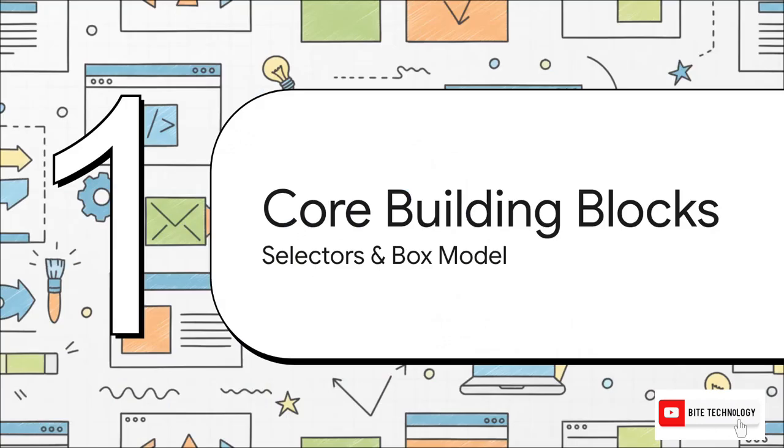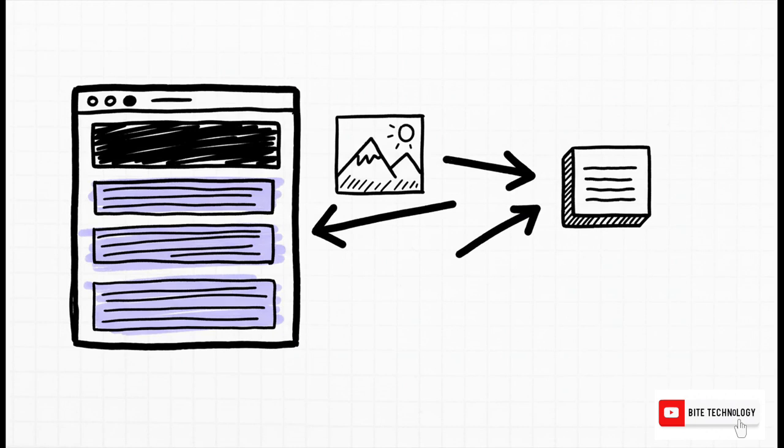Okay, so we get the rules. Now let's talk about the actual tools you'll be using day to day. To write any CSS, you really need to master two key ideas: selectors, which tell CSS who to style, and the box model, which defines where that style actually goes. First up, selectors. These are just the patterns you use to tell the browser which HTML elements you want to change. The most basic one is the element selector.